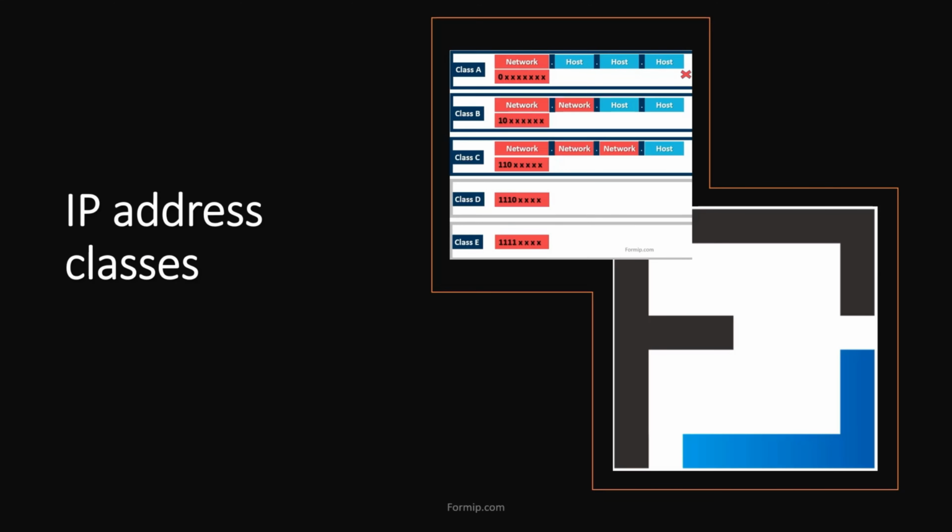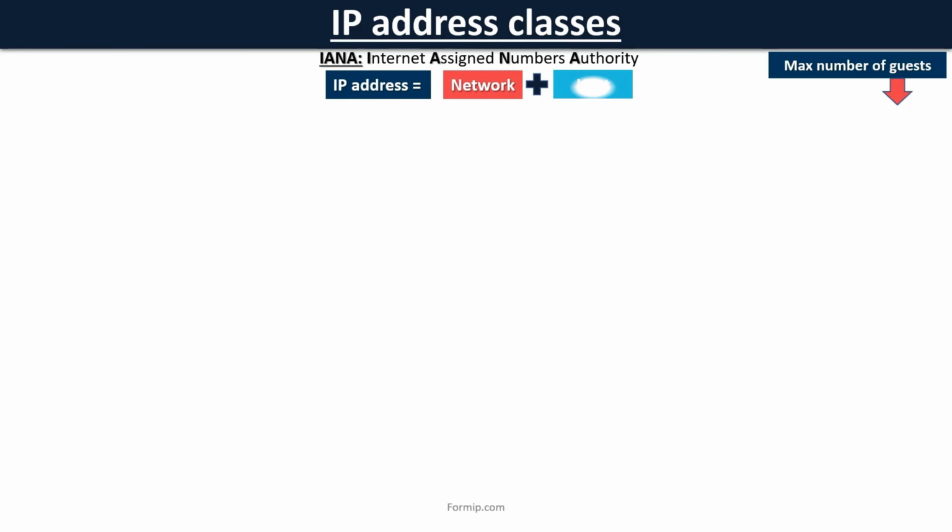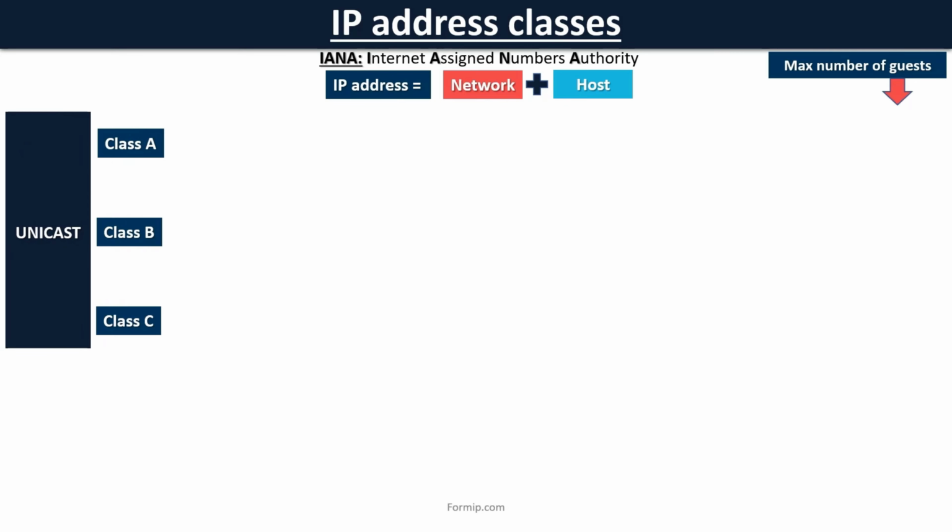To accommodate networks of different sizes, IP addresses are divided into categories called classes. At the beginning of the Internet, IANA determined the classes. Each IP address is made up of a network part and a host part. IP hosts use Class A, B, and C IP addresses for unicast, that is, host-to-host communications.